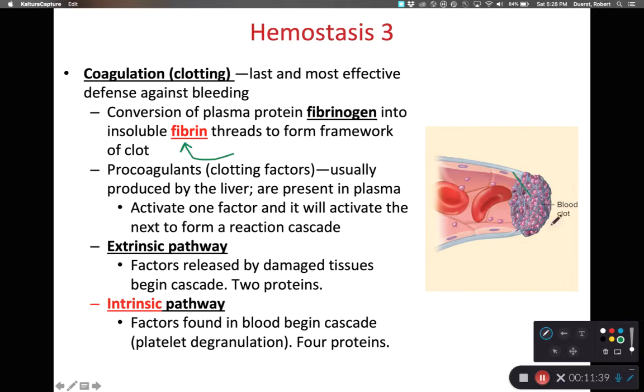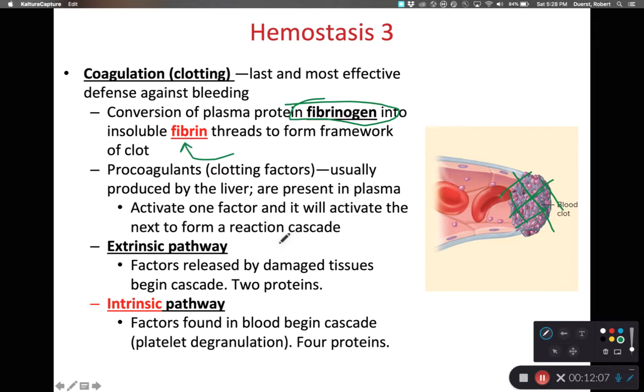So we need the fibrin mesh, and you can see that fibrin mesh kind of crisscrossing the platelet plug over here. Once we take fibrinogen, which is the deactivated form of fibrin, we activate fibrinogen, turn it into fibrin, and all of a sudden, miraculously, we go from no fibrous proteins to these fibrous proteins precipitating out of the blood plasma around the platelets.